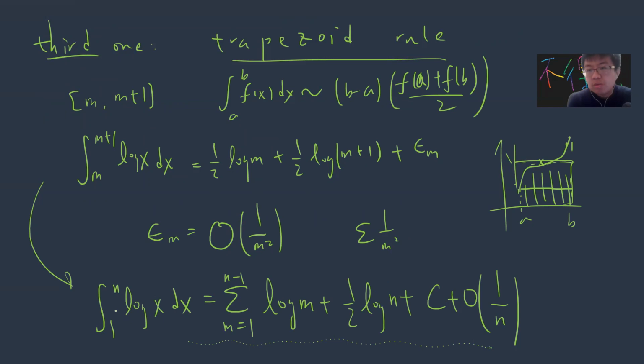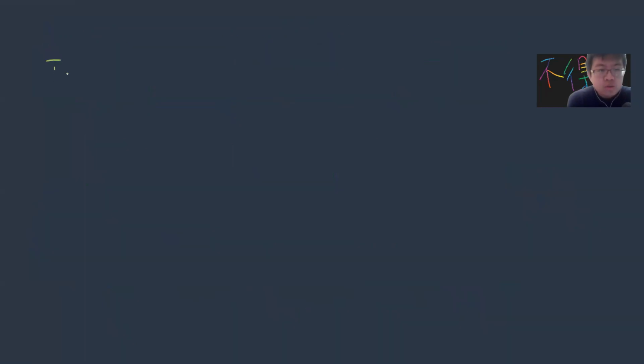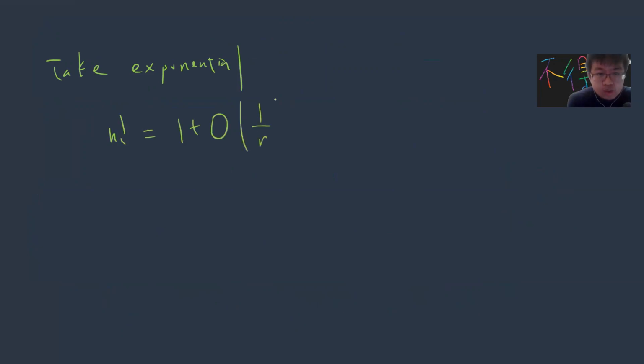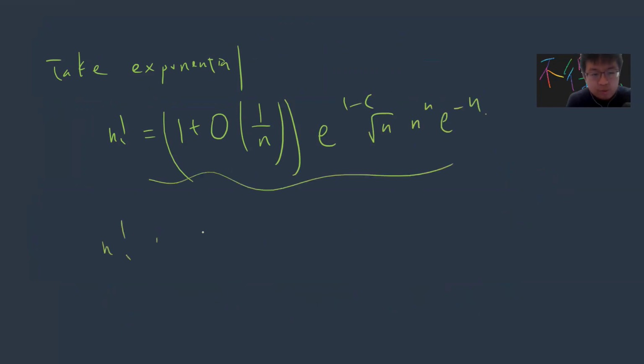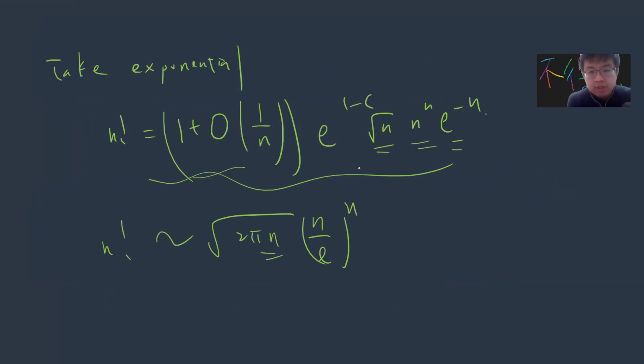Now you do the same thing. This is n log n minus n, and you take the exponential. So you get n factorial is basically 1 plus O of 1 over n, times e to the 1 minus c, times square root of n, times n over e to the n. This is already very close to the standard form. You can see the square root of n, and these turn out the same, and this is a constant term. So these are very close to the usual formula.